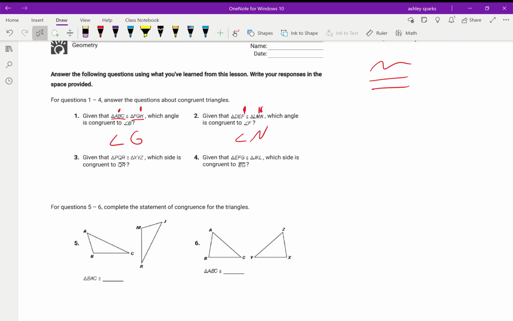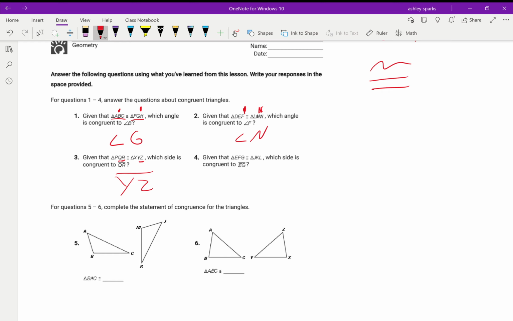It also works for the sides. So we know that side QR, so that's the 2 at the end, which side is going to be congruent to that? Well, it's our 2 letters at the end, YZ.